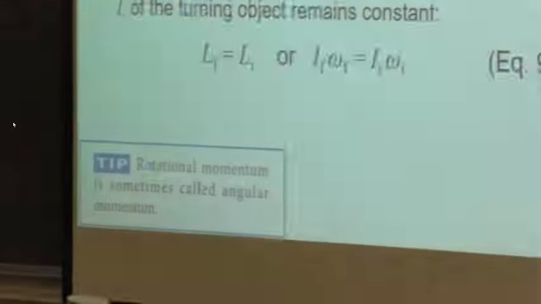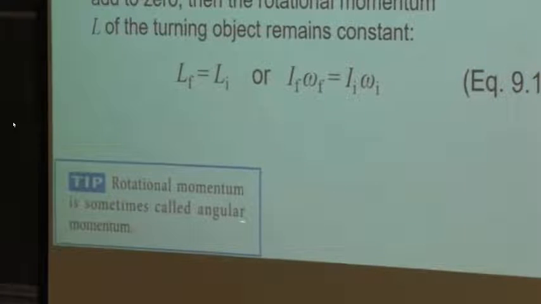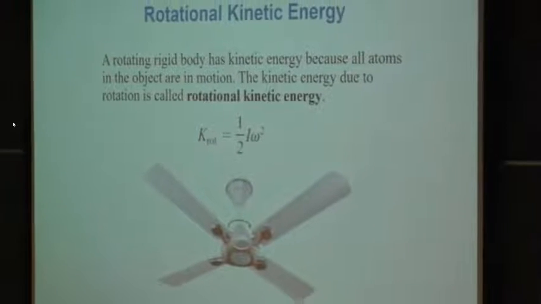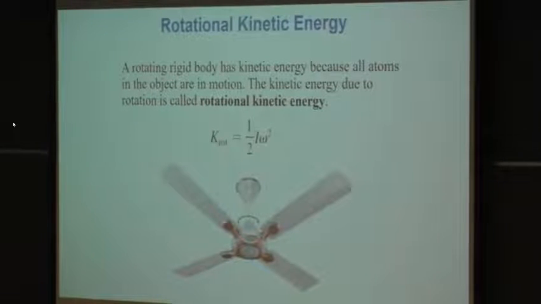Another tip which I've just put down on here is that rotational momentum is sometimes called angular momentum. You've probably heard me sometimes use that word, so it's from your text. Okay, and now this is the last of the analogies from this chapter. It's just rotational kinetic energy. And it has a very familiar looking equation. Remember, kinetic energy is 1/2 mv squared. This is 1/2 I omega squared.